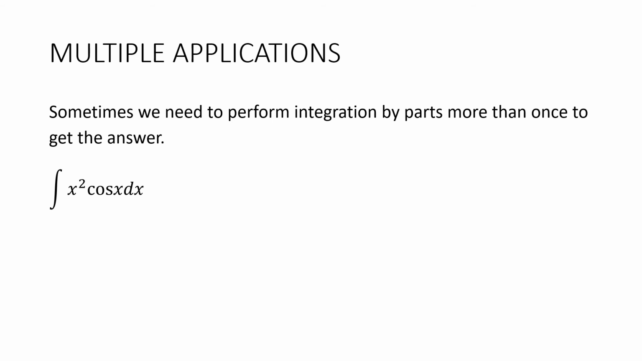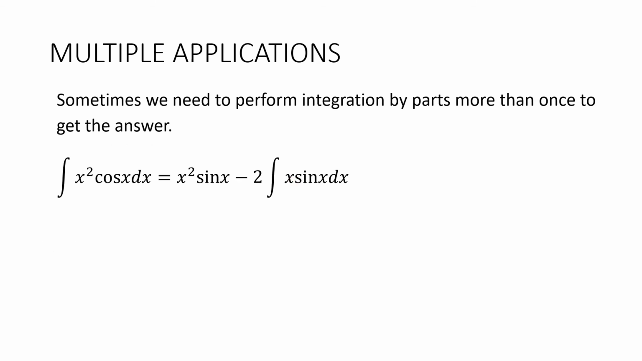So see, if I make u equal to x squared and v dash equal to cos x, then when I do the derivative of this I get 2x, which isn't really going to help me. Using the formula we're going to end up with u times v, which is x squared times sine x, take away the integral of 2x times sine x. So we're going to do it again. We're going to do integration by parts on this, and that x will then reduce to 1.